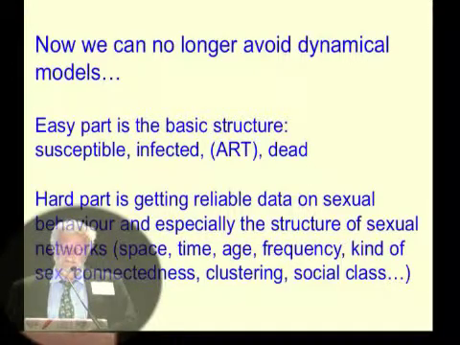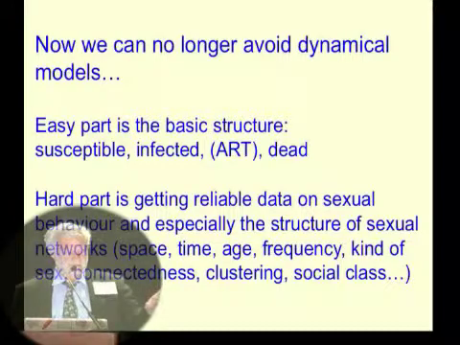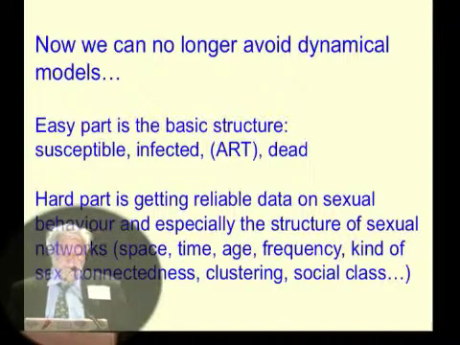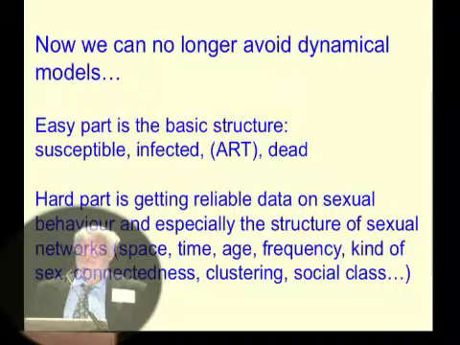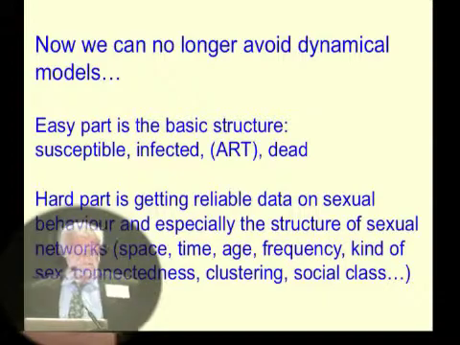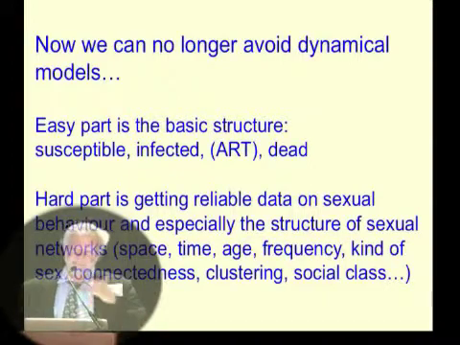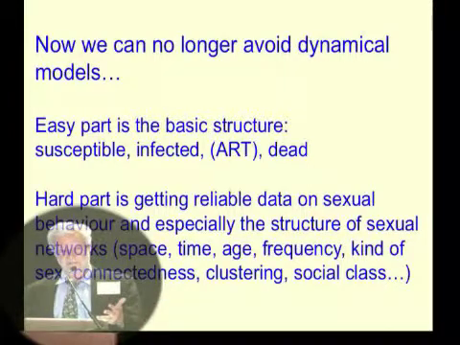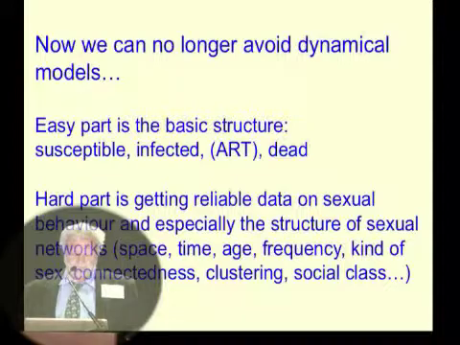And if we really want to get an understanding of what's going on and how it's going to change over time, we have to do dynamical models. And dynamical models, of course, by definition, are much more complicated. But the easy part on HIV is the basic structure. AIDS is actually a very simple disease from a modeling point of view. It's much easier to model than TB or many other diseases. You have susceptible people, infected people, they may or may not get ART, and then they die. So that's all you have to really think about.